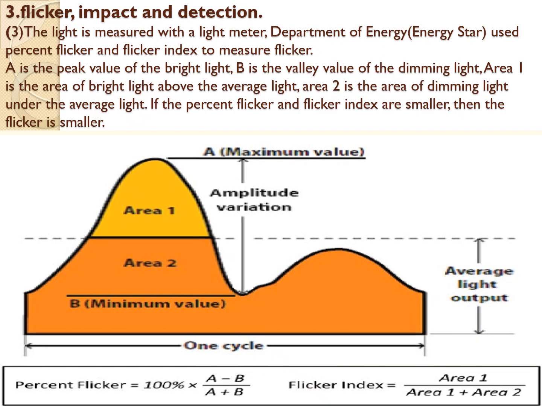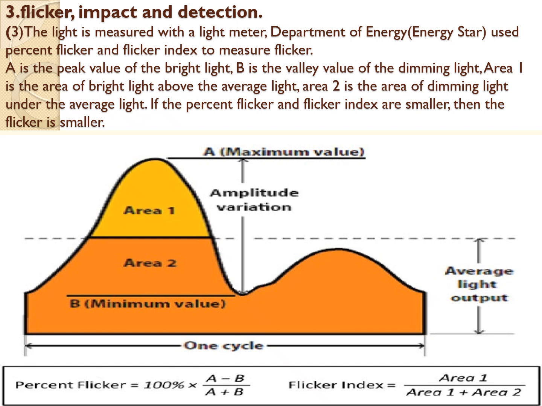Department of Energy: Energy Star used percent flicker and flicker index to measure flicker. The light is measured with a light meter. A is the peak value of the bright light. B is the value of the dimming light. Area 1 is the area of bright light above the average light. Area 2 is the area of dimming light under the average light. So percent flicker equals 100% times (A minus B) over (A plus B).